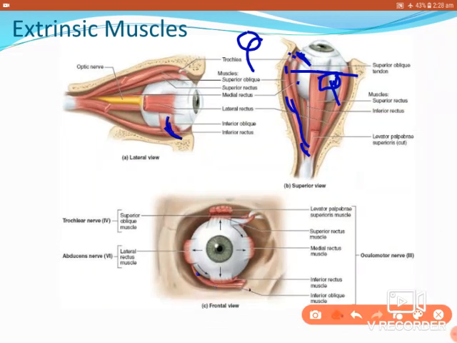Then see the inferior oblique. Its origin is from the orbital surface of the maxilla, the medial part of the orbital surface of the maxilla. It goes laterally, inferior to this inferior rectus, then reaches upwards and attaches to the posterosuperior quadrant of the sclera behind the equator.